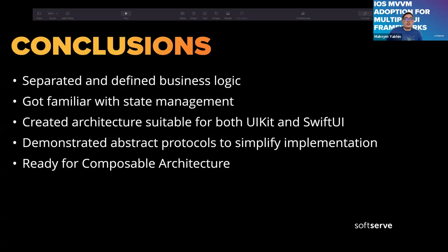So, as a conclusion, we have created an architecture that has clearly defined and separated business logic in an MVVM layer, and we got familiar with state management. We saw how we can improve MVVM to be clearer, easier to read, and to have less bloat code. We have created an architecture that can be easily used with both UIKit and SwiftUI, even at the same time, without requiring any changes to it, which is very important for a project that would like to transition from one framework to another, or even use them in combination.